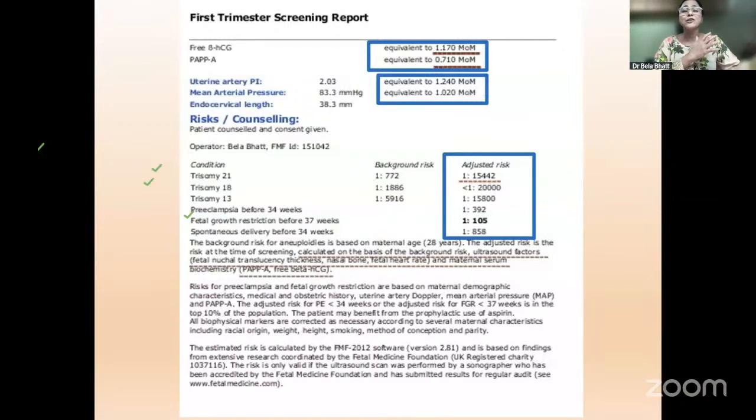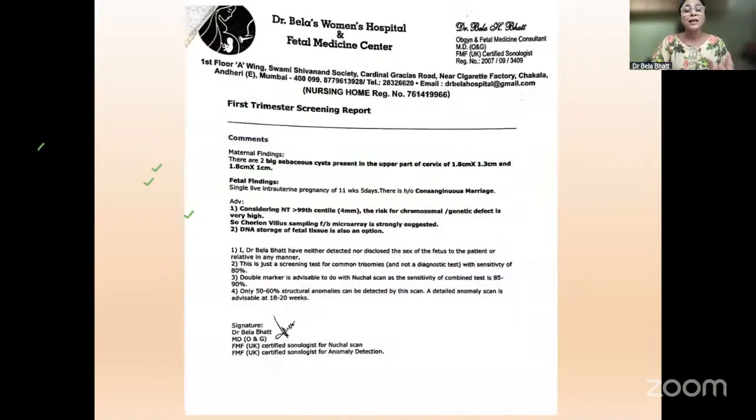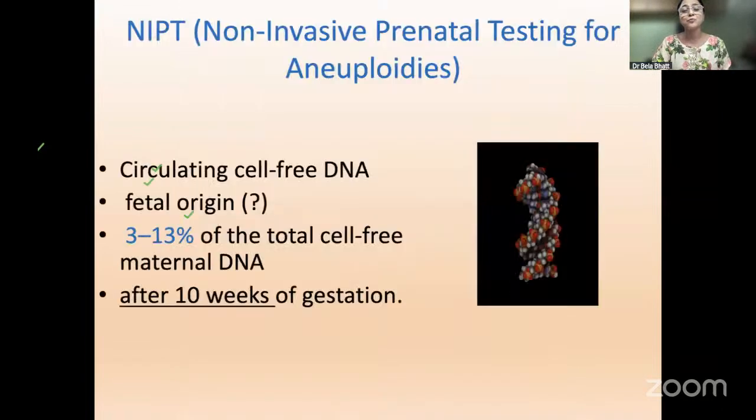Which marker, whether the sonographic marker or the biochemistry, has made the risk high in this particular patient, we should be able to come to know from the report, and then we should counsel the patient based on the numbers. Okay. And then the final comments, of course, on the last page that you want to talk about.